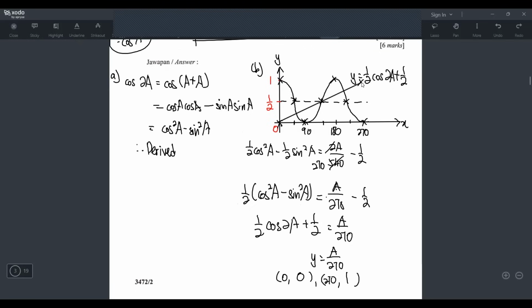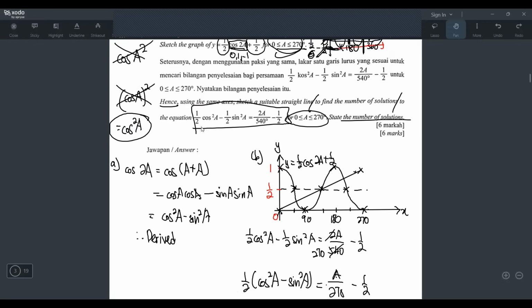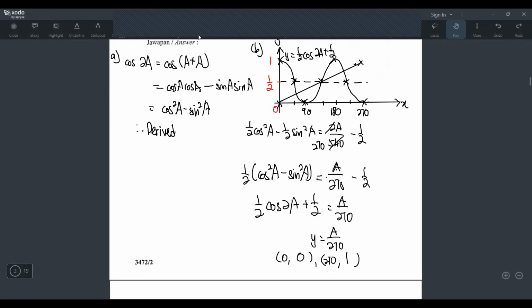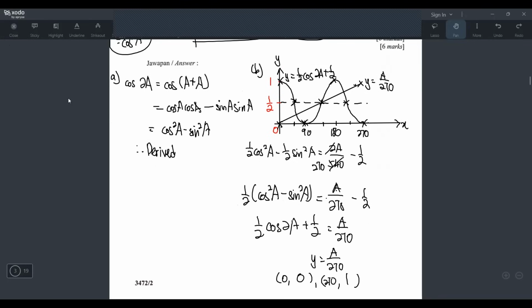So this is the line, okay? But I have to write the equation for the straight line also, but I don't have enough space. So how? Okay, let me erase this. This is the cos equation. I'll write somewhere else. I write here: y equals 1 over 2 cos 2A plus 1 over 2. This is the equation, right? 1 over 2 cos 2A plus 1 over 2. And then for the straight line equation, then I write here. Then there's space. Okay, now we can calculate the number of solutions, meaning the number of intersection points.